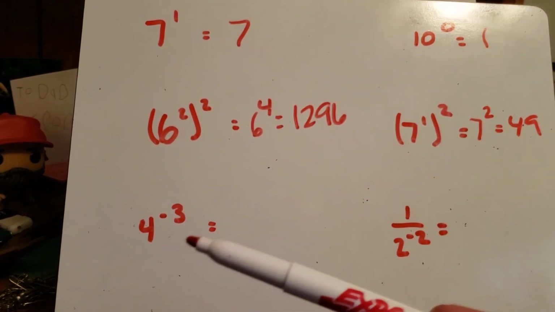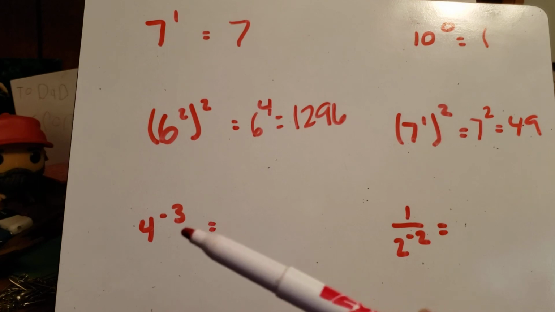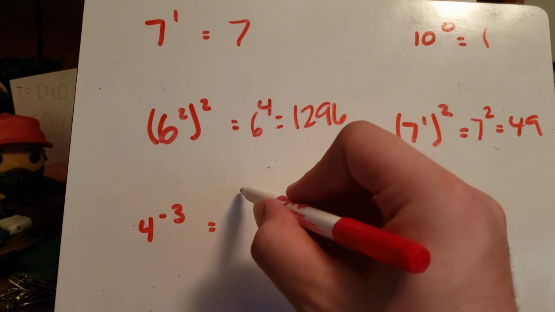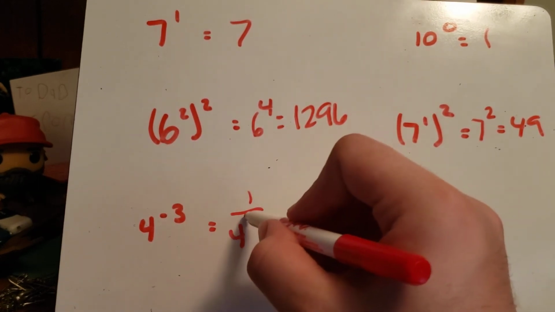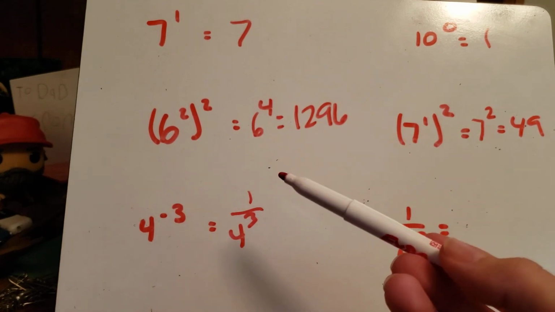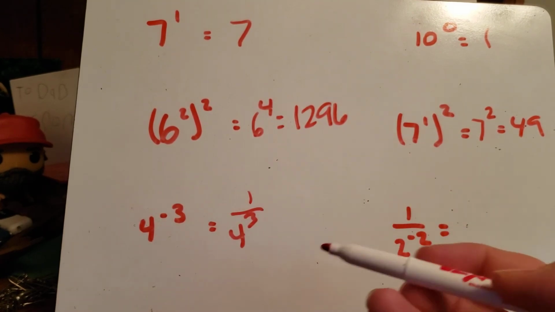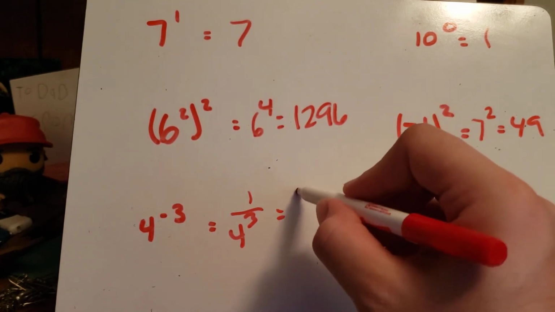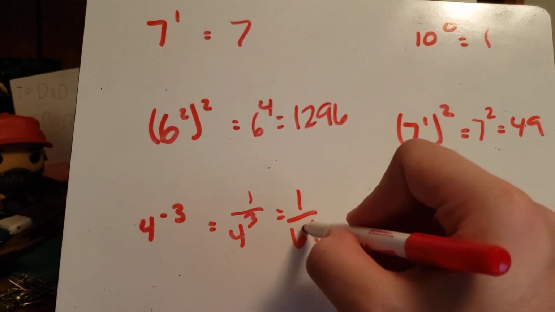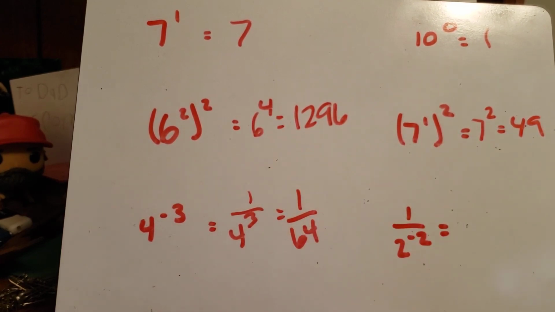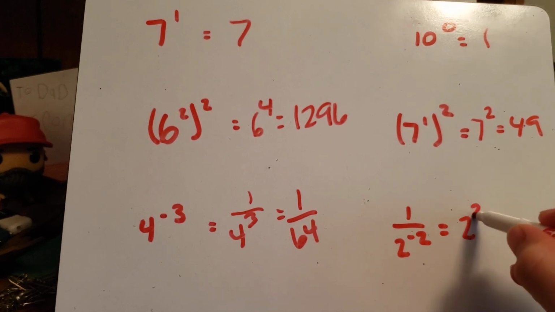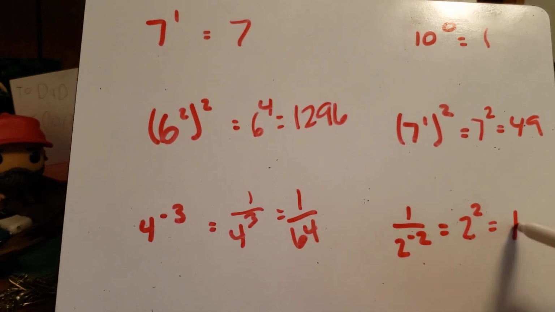And then on the bottom, we have some negative exponents. We've got 4 to the negative third, which is 1 over 4 to the 3, because remember we can flip that into the denominator. And 4 to the third, we learned earlier, was 64. So on the bottom, we end up with 64. So the answer is 1/64th. And then in the other one, we've got the negative exponent on the bottom. So it'll get flipped up into the numerator and become 2 squared, which is 4.